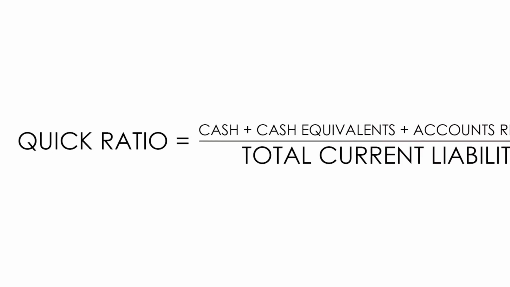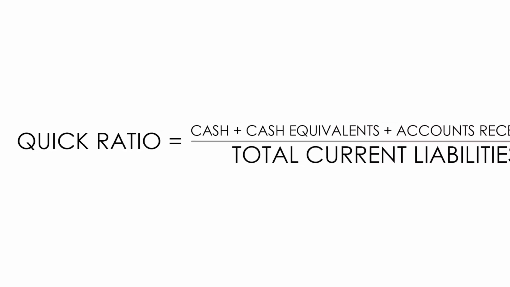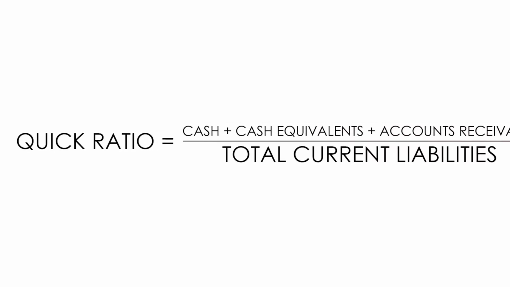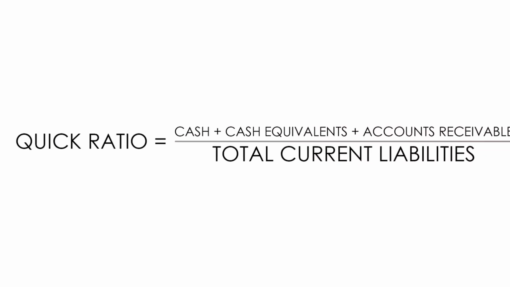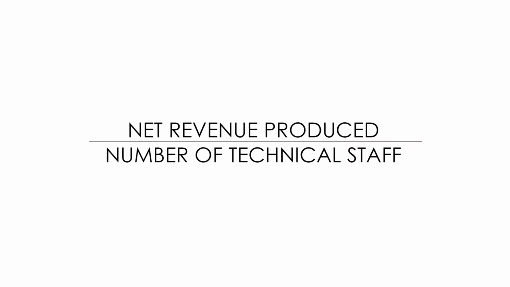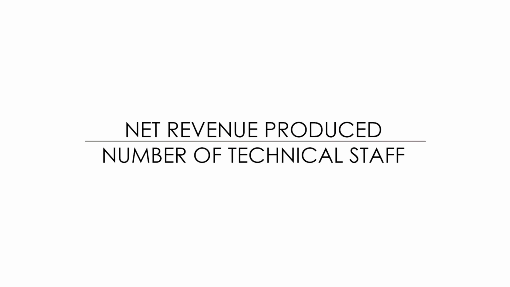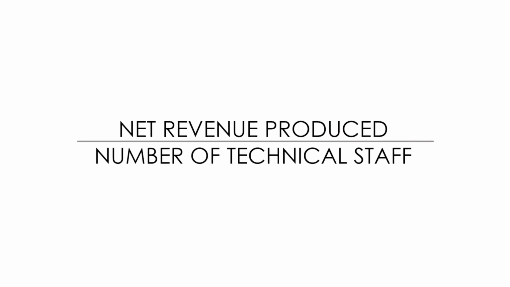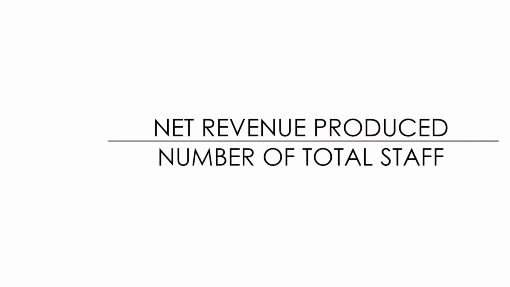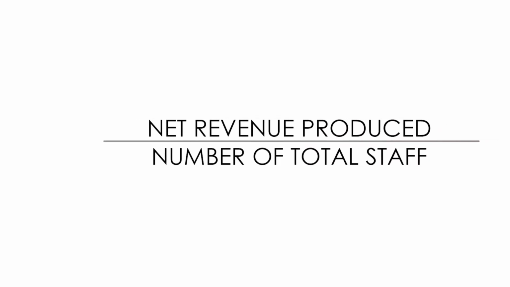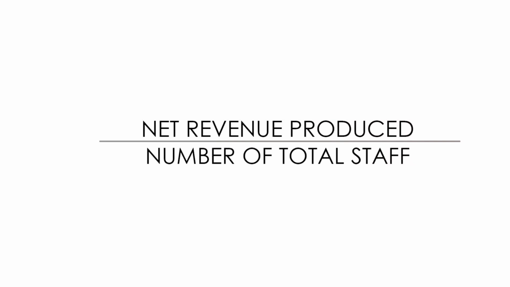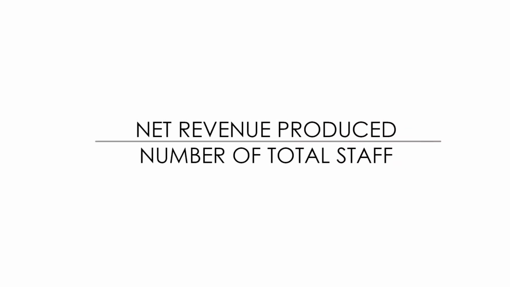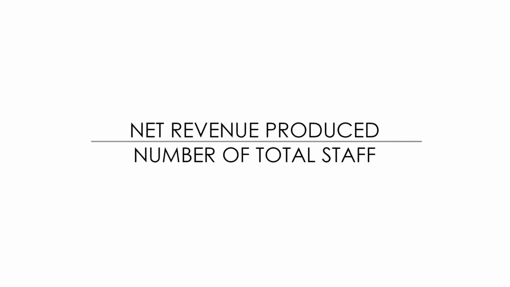The quick ratio refines the current ratio by focusing on the most liquid assets. It's a more stringent measure of your firm's short-term financial health. Revenue per technical staff measures the productivity of your most crucial employees, those directly involved in charging direct time and producing jobs. Lastly, revenue per total staff gives a broader view of productivity, including all staff members. It's a great way to gauge the overall efficiency of your firm.